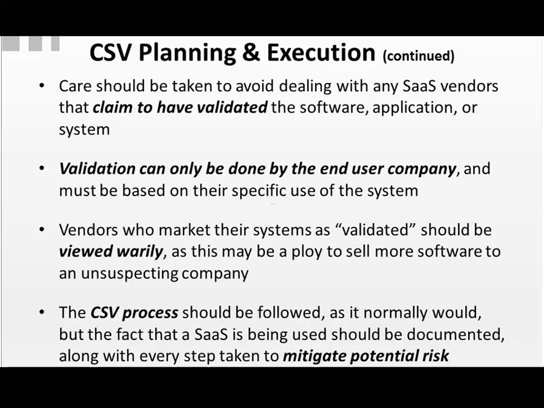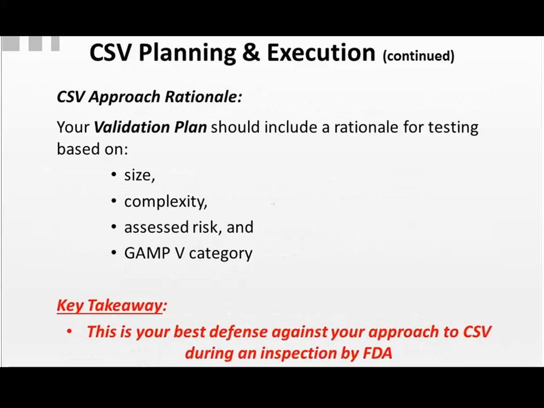The CSV process should always be followed as normal. The fact that a SaaS vendor is being used should be documented along with every single step you take to assure that you've mitigated potential risk. So again, your validation plan should reflect size, complexity, assessed risk, and GAMP5 category. It's your best defense in your approach to CSV when you're being inspected by FDA.